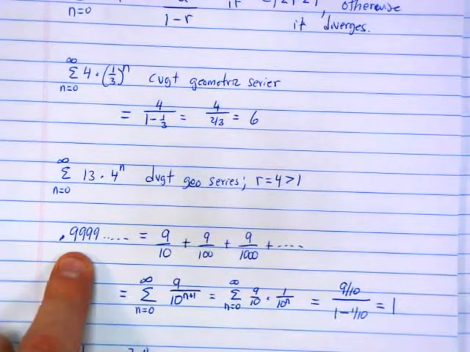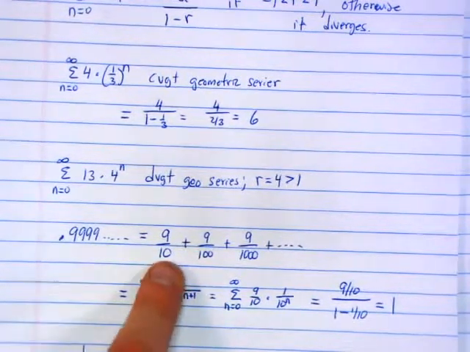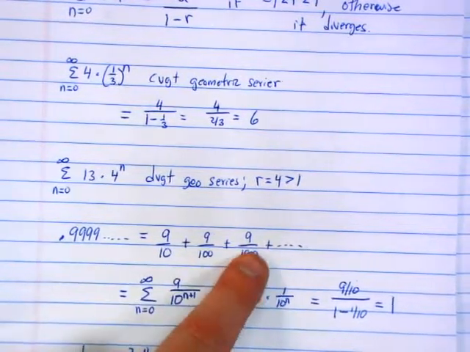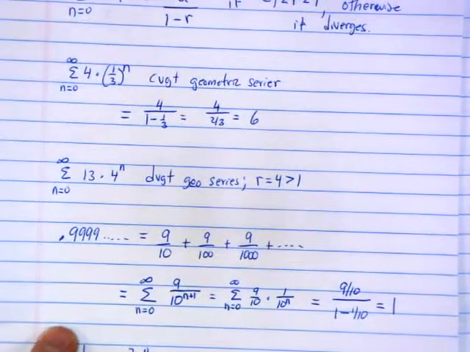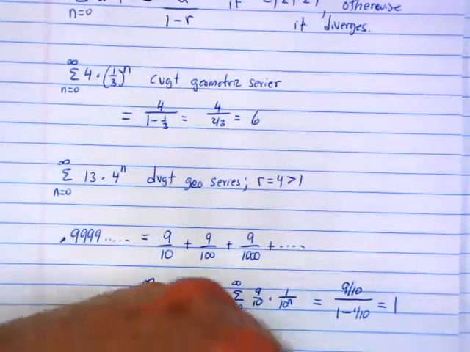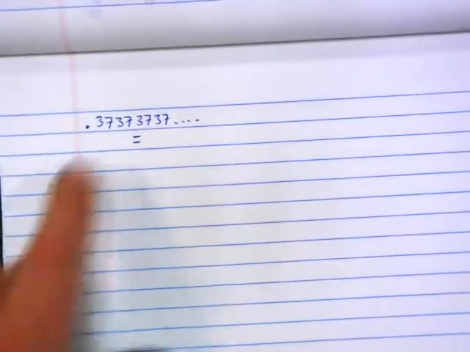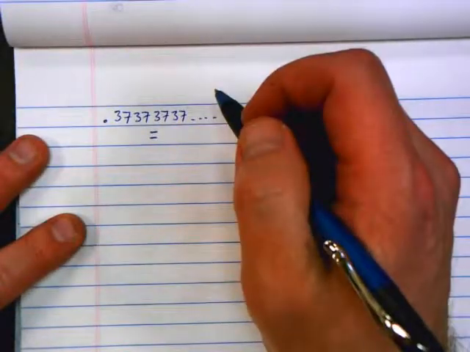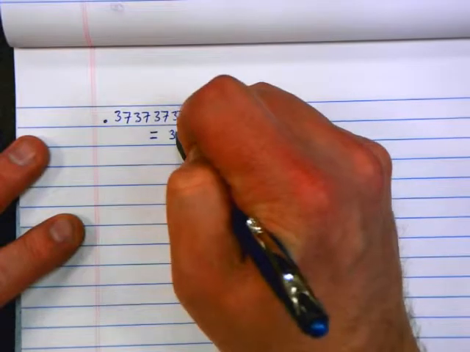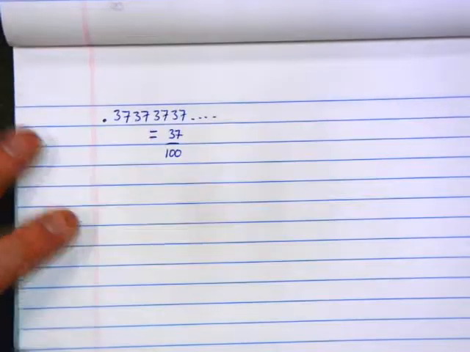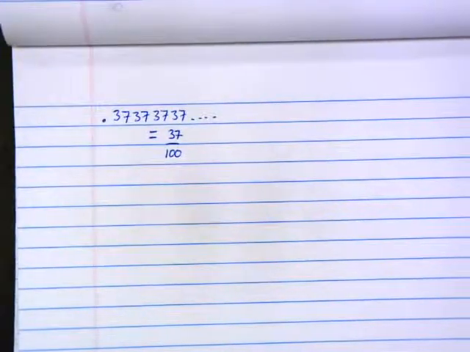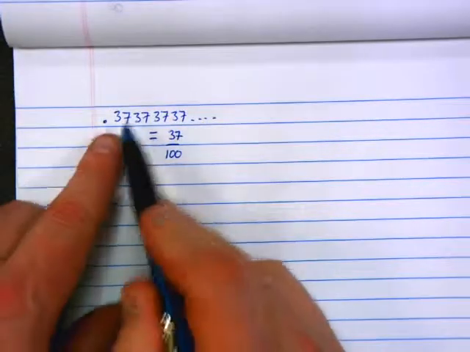Well, notice this problem we did a minute ago only had one number that repeated, just the number 9 over and over again. So we went 10 and 100 and 1000. This new one that I wrote has a block of numbers that repeat. It's got 2 numbers. I'm going to write it as 37 over 100. So that takes care of the first block.